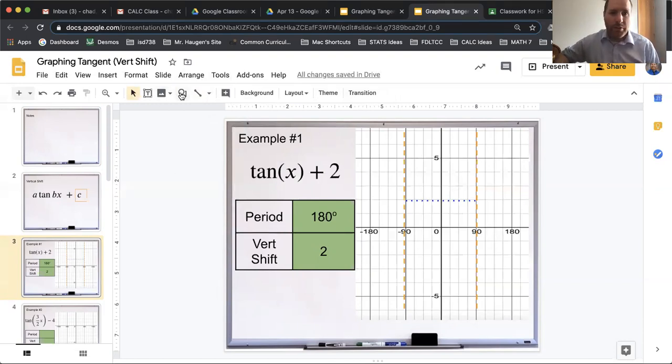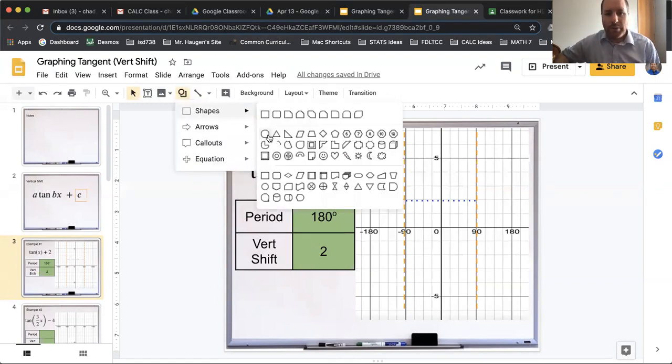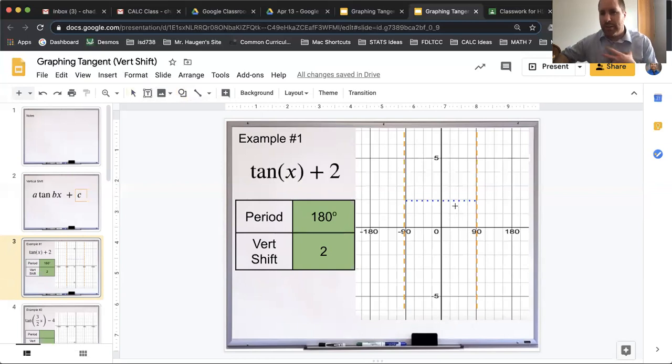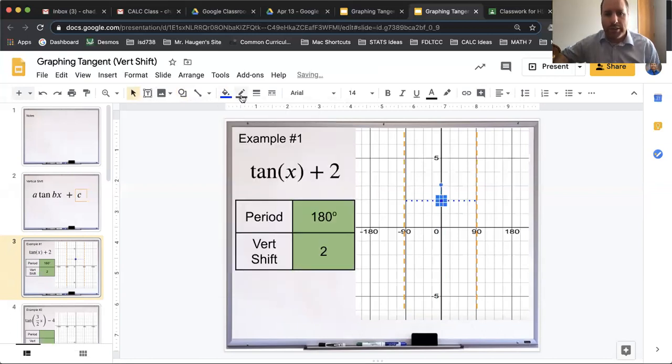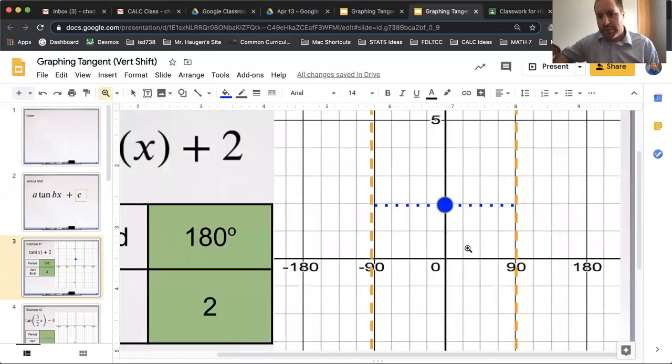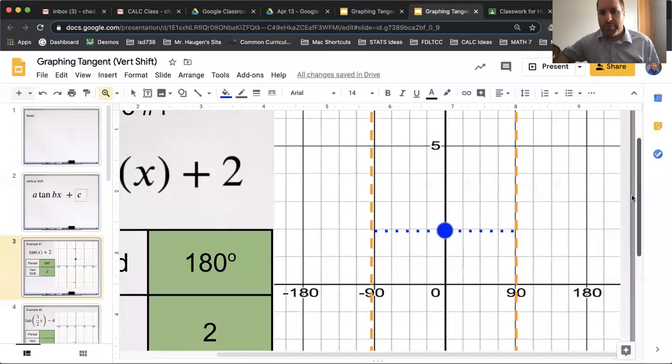So now when I go to put in some different things, you don't have to put these dots necessarily, they're just there for me so I can help keep track of these things. So I'm going to put a dot about right in here, okay? And let's color that a nice dark blue so I can see where that's at as well. So I'm going to zoom in just a little bit here. Now the center used to be here at 0, 0 when we were normally graphing tangent. Now it has moved up 2 because it's had that vertical shift placed on it.